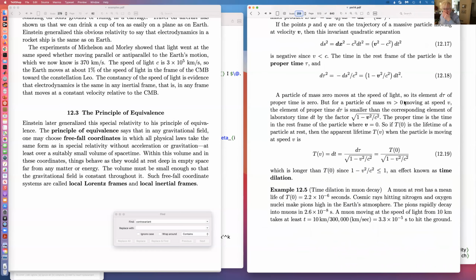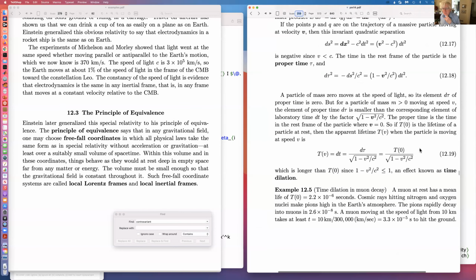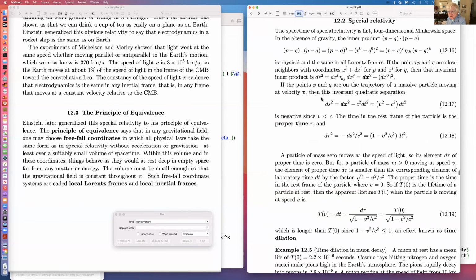Now, a particle moving at speed v. You see, the thing that's invariant here is this ds squared, and it's invariant under Lorentz transformations. If dx is the position of a particle moving at velocity v, then this is v squared minus c squared times dt squared, because dx is v dt. And this delta tau squared is just defined to be minus delta s squared.